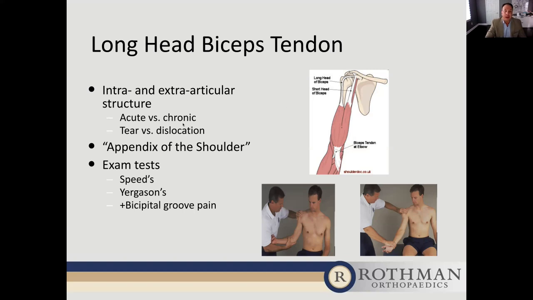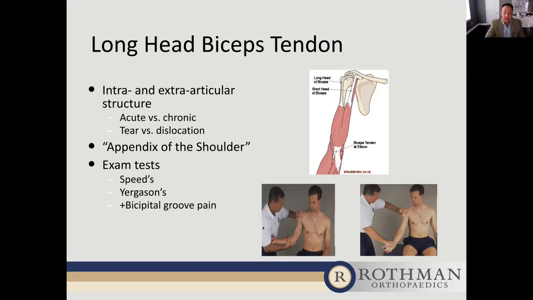You can get tears of the biceps. You can get dislocations where, from a trauma, it pops out of the groove, very commonly associated with a tear of the front rotator cuff tendon. I call it the appendix of the shoulder because it doesn't do anything good for anybody except cause problems. Even overhead throwers, it's a question whether it really does anything.